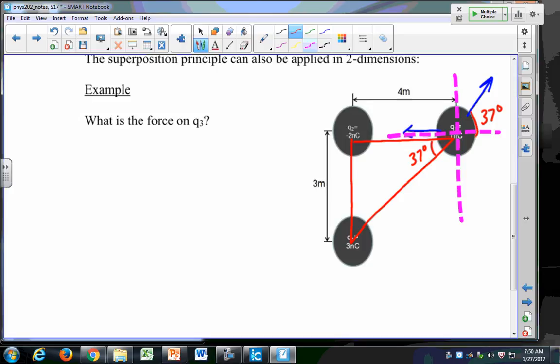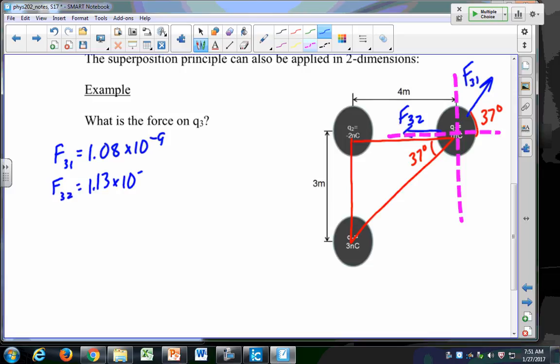Now I want to know what F31 is. This is F31 right here, and this is F32. So I just need to find the magnitudes of those forces. F31 is K Q3 Q1 over R squared. It's going to give you that value: 1.08 times 10 to the minus 9. And F32 is 1.13 times 10 to the minus 9. These are both in newtons.